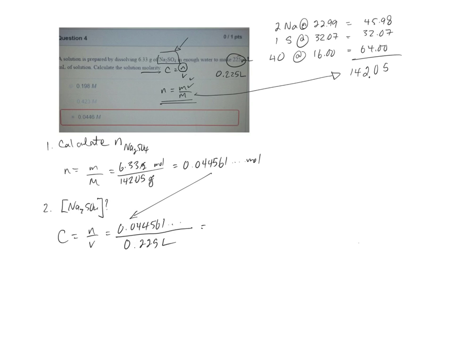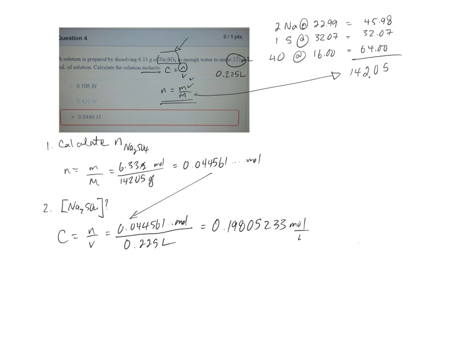Divide 0.225. Is that right? Yep. Equals 0.1980523, etc. And this is moles per liter. So my answer is in moles per liter, and that's molarity. And that's good.